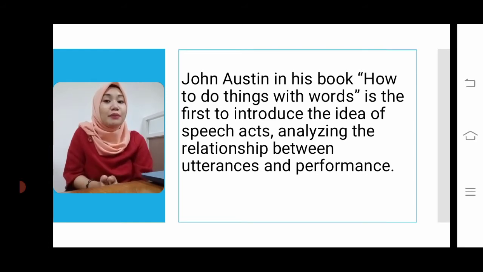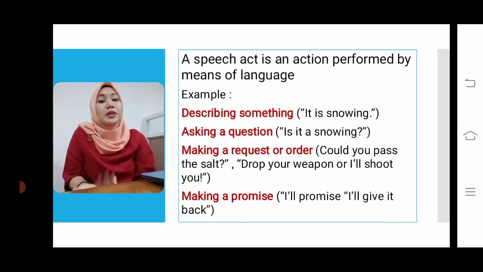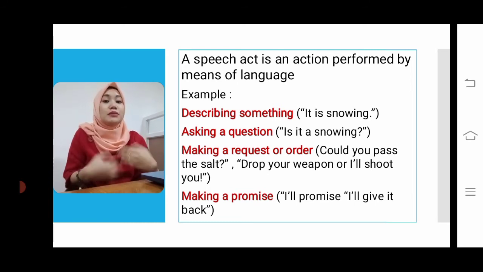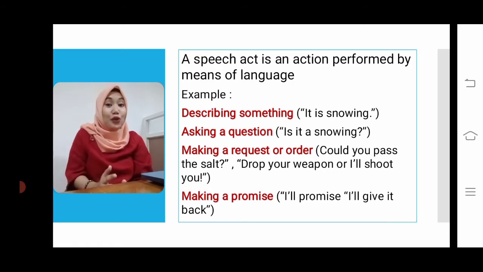For the first time, it is introduced by John Austin. All right. So speech act is an action performed by means of language. There are some examples. If we want to use the speech act, the first is when we want to describe something, we can say, for example, it is snowing.